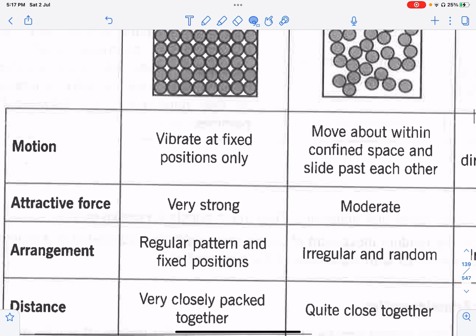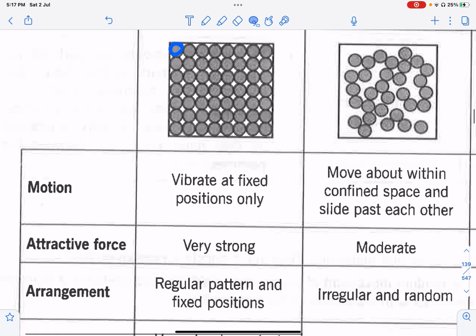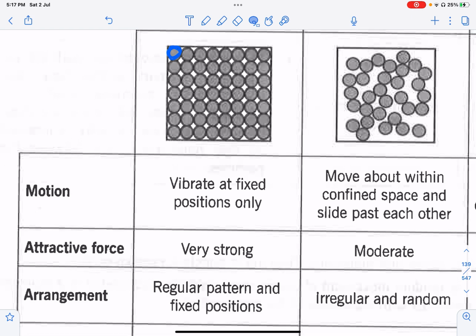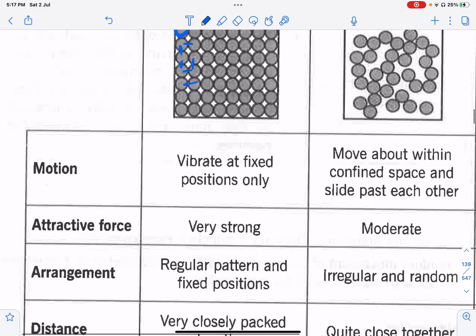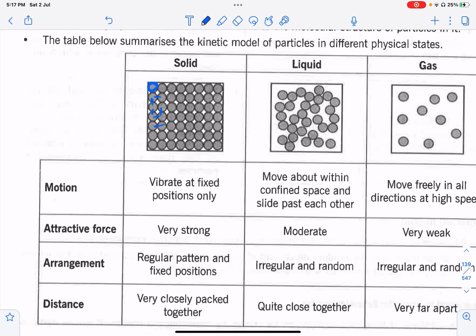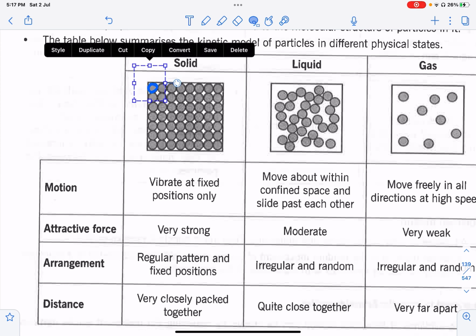Next is the forces of attraction. As the particles are arranged very closely together in a fixed regular position, the interaction force between the particles tends to be very strong. Having such strong forces of attraction limits their movement, so they cannot move from one position to somewhere far around the solid. They will just stay at their position and vibrate only.